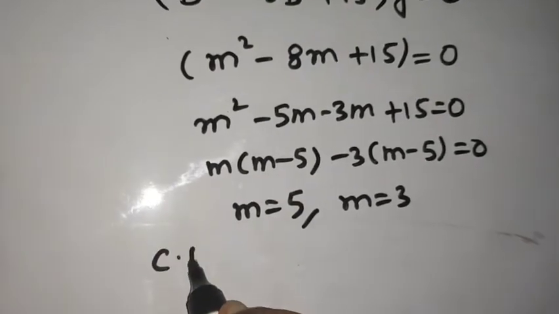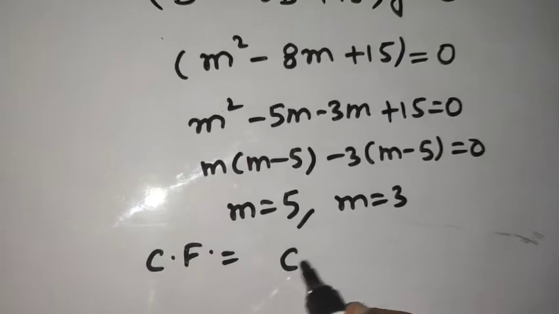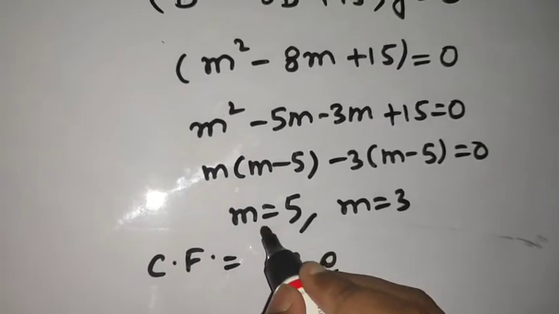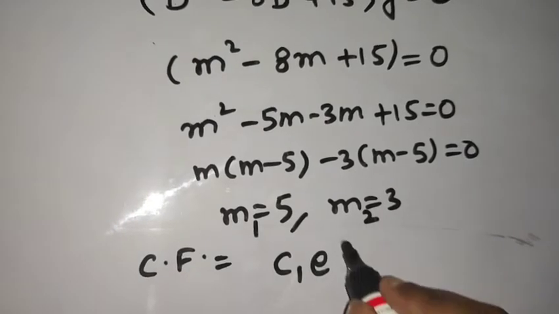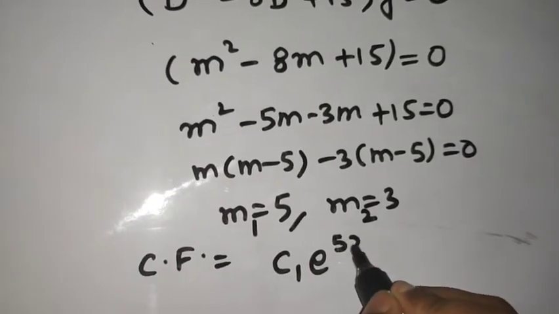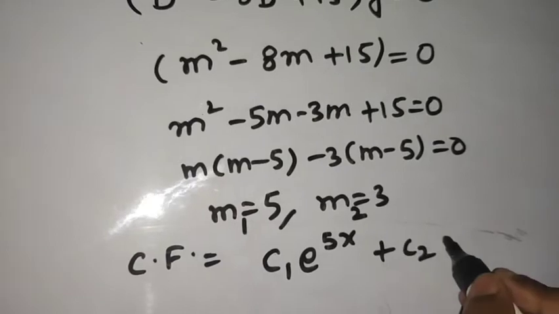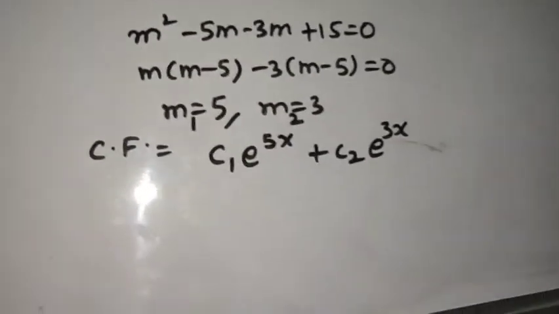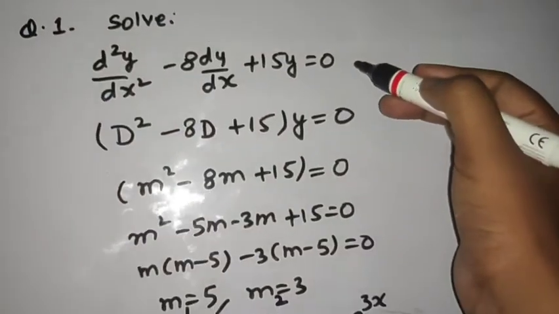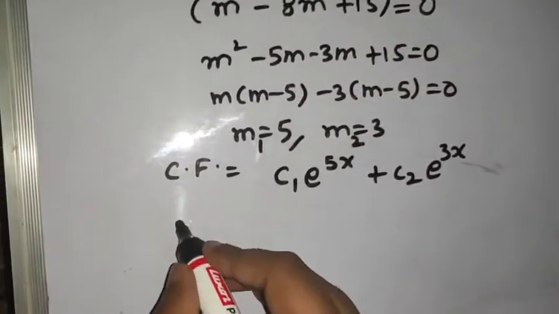So the complementary function is easy. C1 e power, let's say this is m1, this is m2, so e power m1x plus c2 e power m2x. In this case, since the right hand side is 0, the particular integral will be 0.